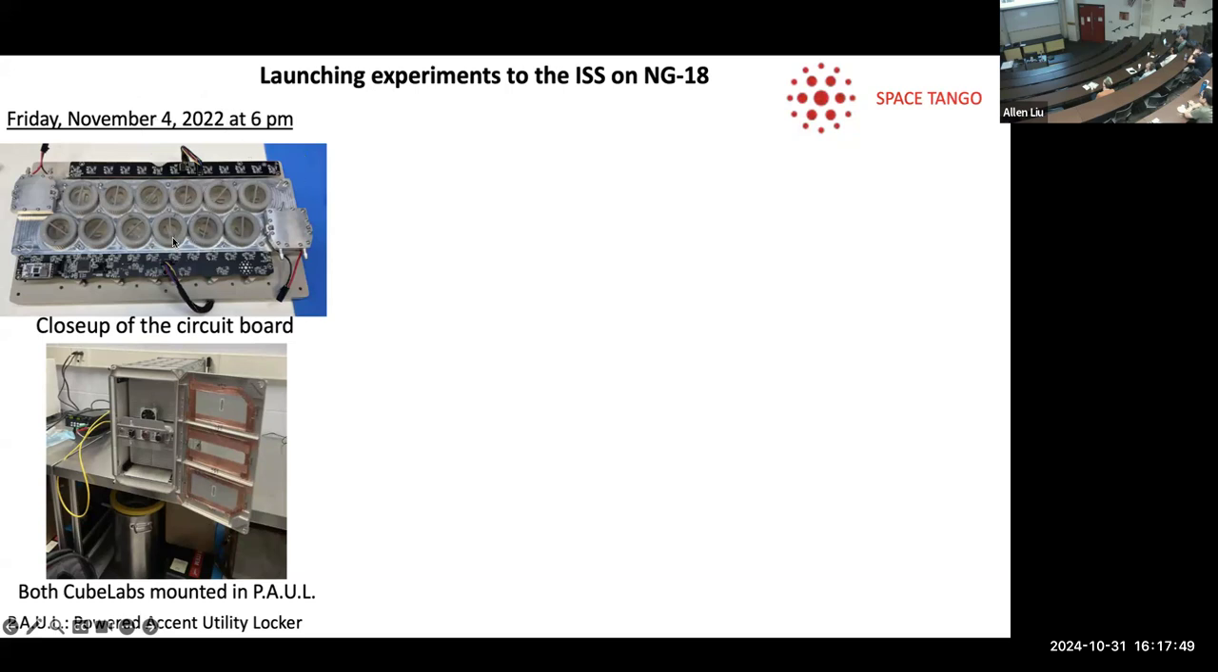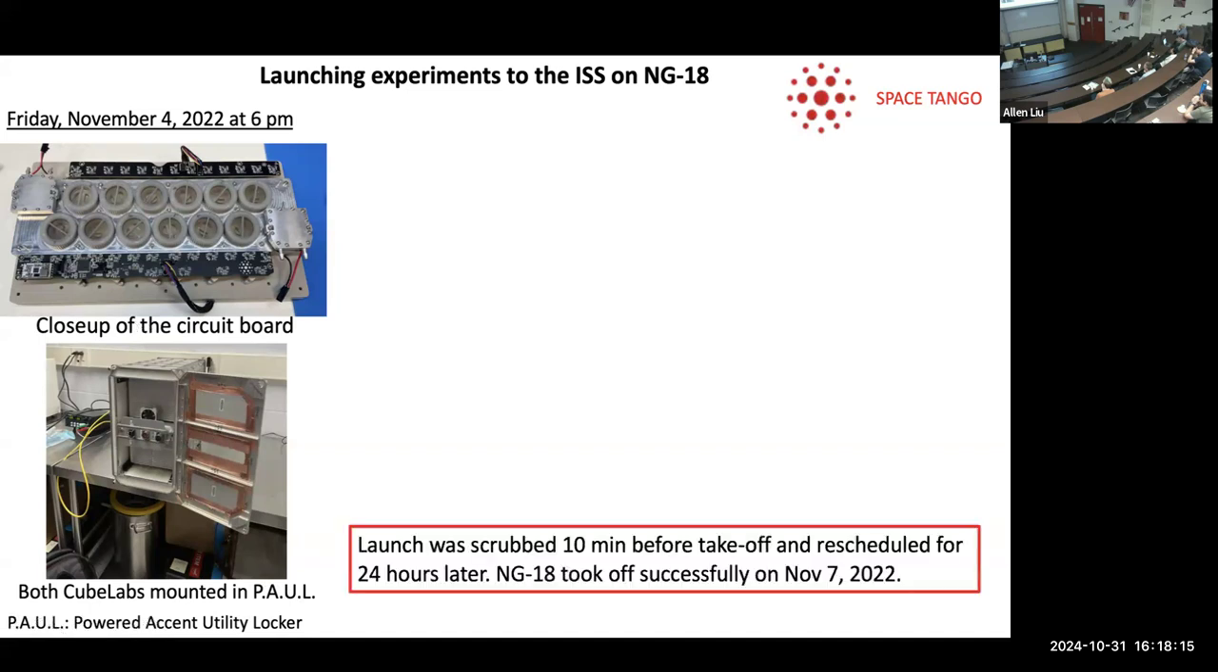We had to basically pack our experiment. We worked the whole day that day, and the name of this product they do is called Cube Labs. So these Cube Labs would go into this PAL, which is this locker. There are 2 experiments, one on top and one on the bottom, and you can kind of get a sense of their sizes. They're not that big. Okay, so this whole locker would then get loaded into the capsule.